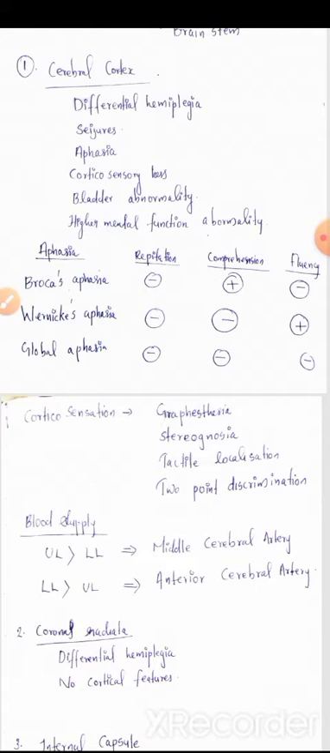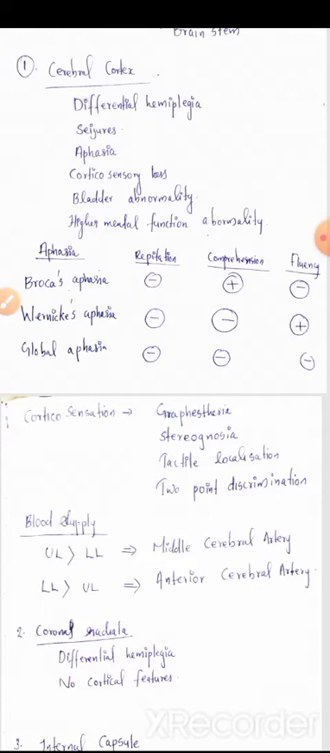Okay, then stereognosis. Stereognosis means we'll ask the patient to close the eye and we'll give some coin or something, and if the patient is able to identify it, then stereognosis is present. Then tactile localization, that is touch. And then two-point discrimination.